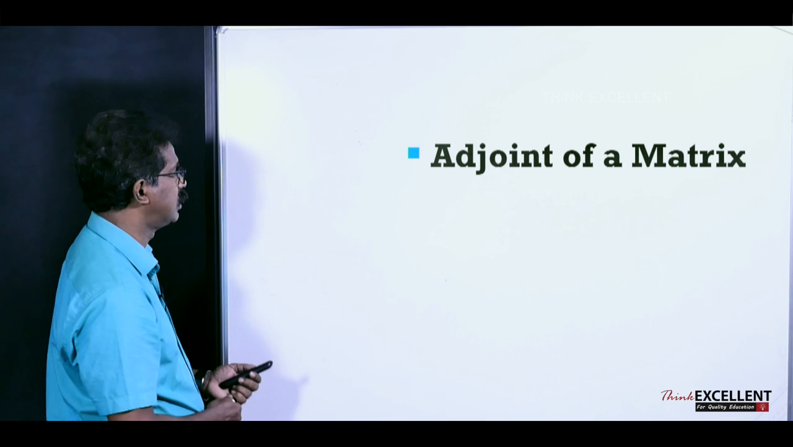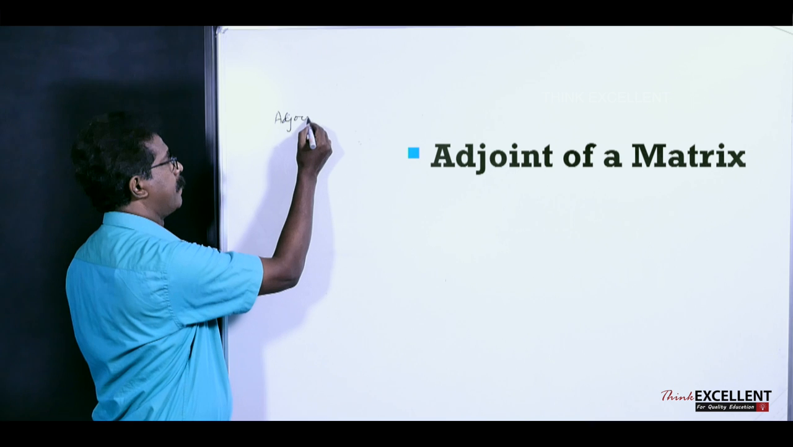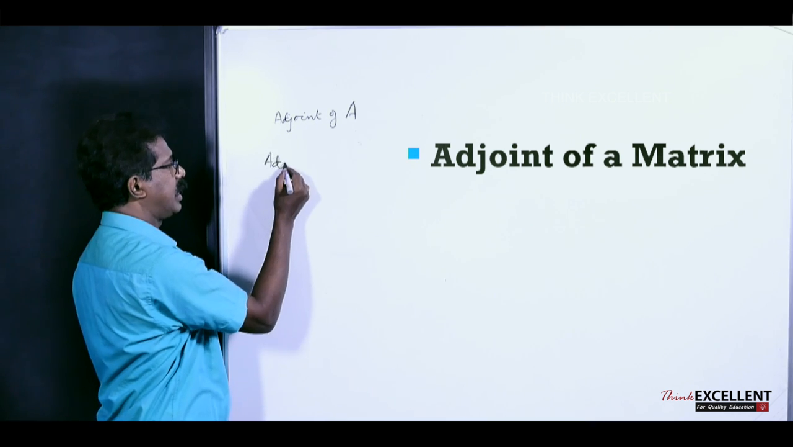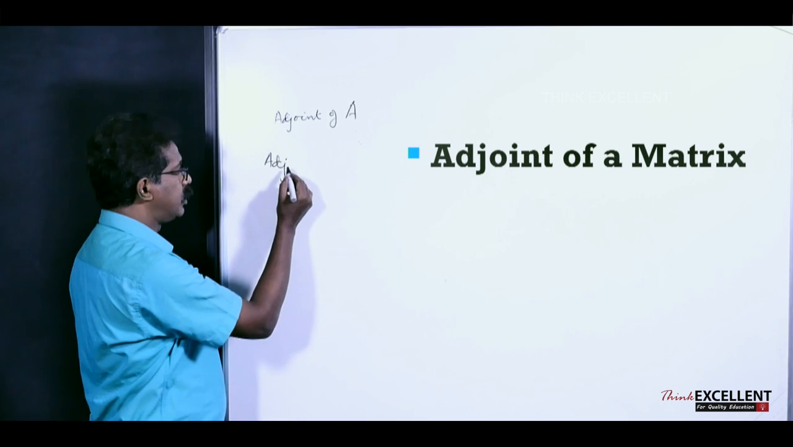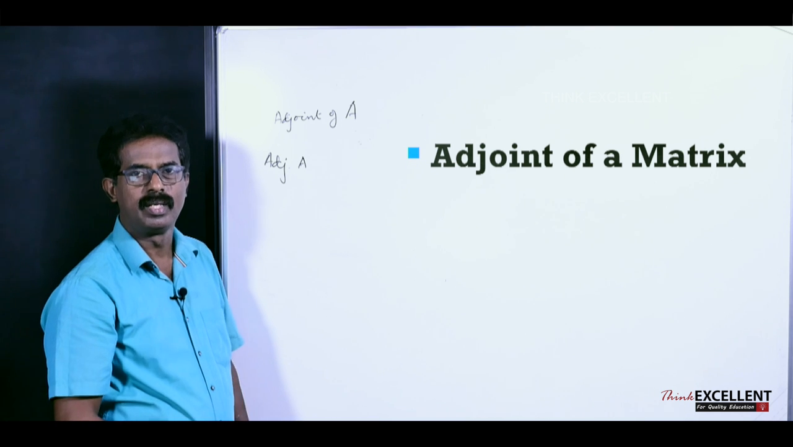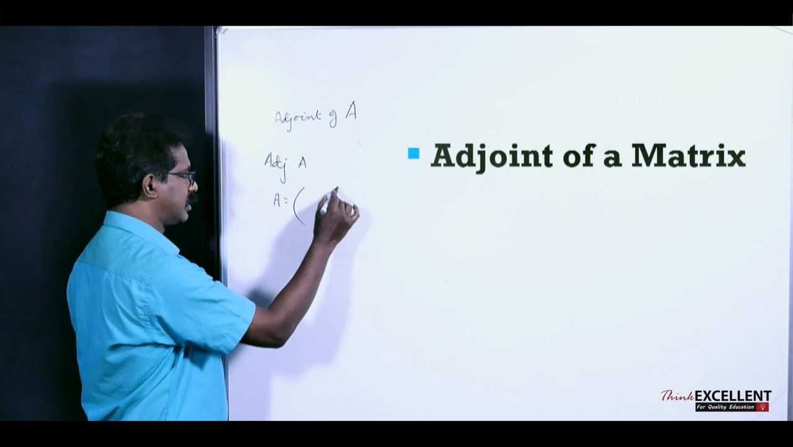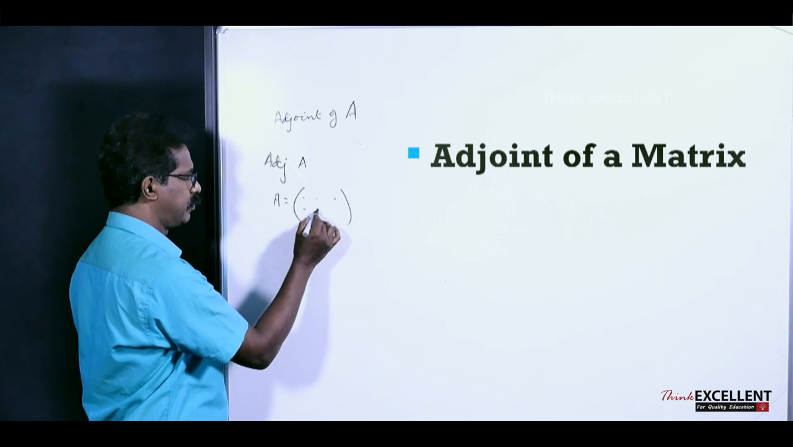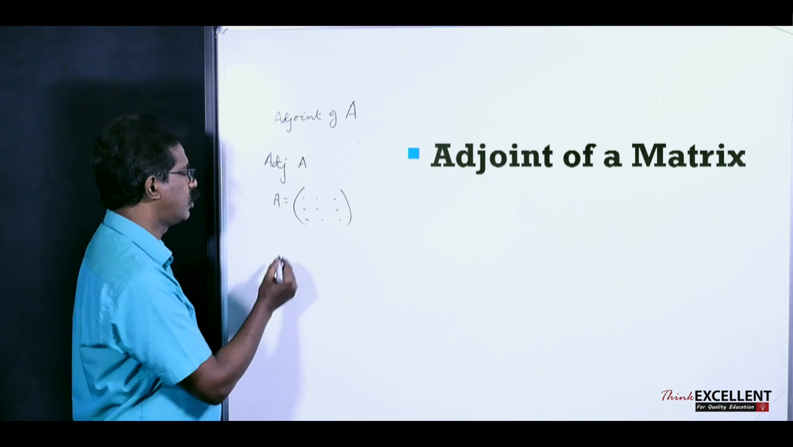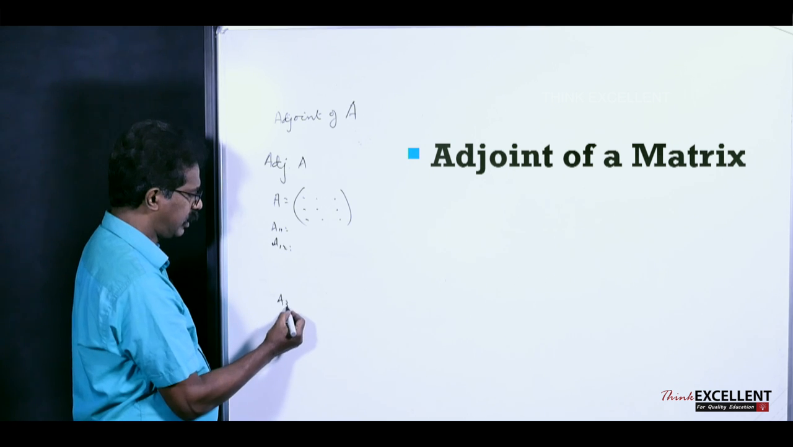The next one is very, very important: the adjoint of a matrix. Please listen. How to find the adjoint of a matrix A? In short, we write Adj A. All of you know how to find cofactors now, right? Suppose a 3 by 3 matrix A is given. You find the cofactor of all the elements: A11, A12, A13, and so on up to A33.